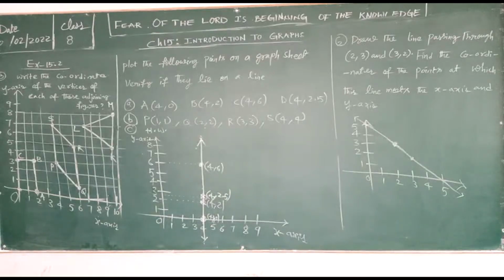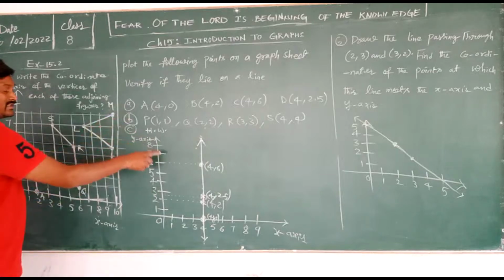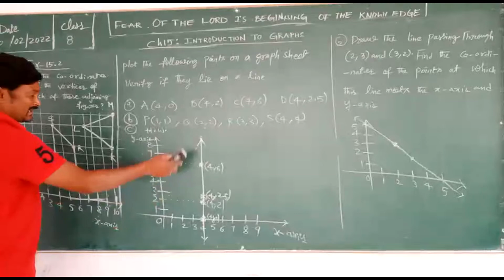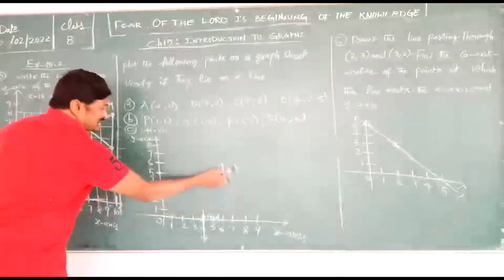So this is about your first graph. Now I'm going to draw the remaining points also on this only. Okay, I'll erase this part. Now again, I'll start a new graph.